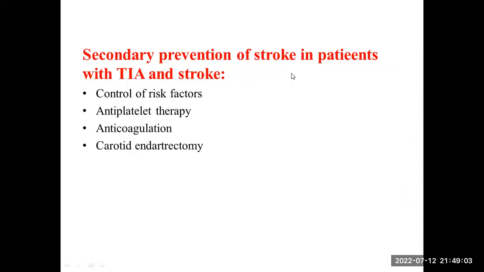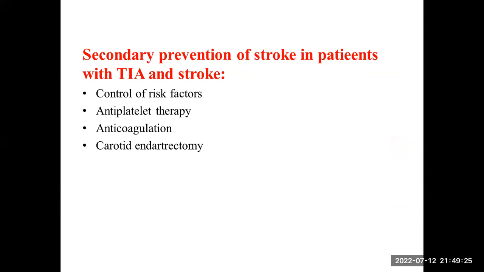In these patients, you can consider initially dual antiplatelet therapy, aspirin in combination with clopidogrel, for 21 days only, to be followed by clopidogrel alone. And this has been shown to significantly reduce the risk of recurrence of stroke. This is an important point when you talk about antiplatelet therapy.